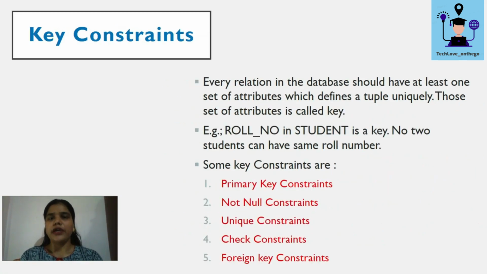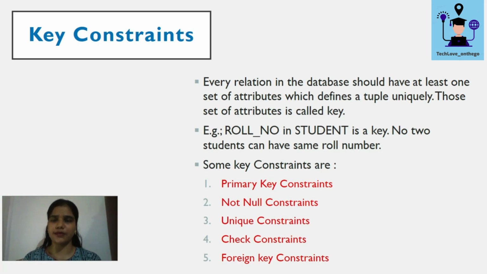Key constraint. Every relation in the database should have at least one set of attributes which defines a tuple uniquely. That set of attributes is called a key. So keys are the attributes or set of attributes which uniquely identify a tuple from the relation. Example, roll number in the student table is a key. No two students can have the same roll number. It is a key because it is unique, otherwise you will not be able to identify those two students. So some key constraints are primary key constraint, not null constraint, unique constraint, check constraint, and foreign key constraint.